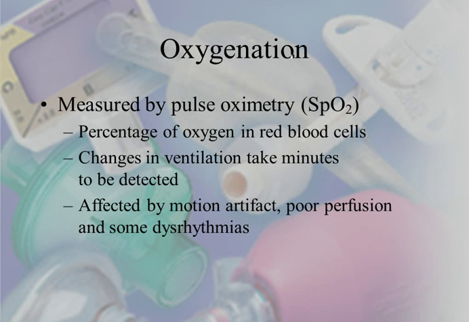All right, so oxygenation is measured by pulse oximetry. It's the percent of oxygen in red blood cells. A change in ventilation can take minutes to detect, and it's affected by motion artifact, poor perfusion, and some dysrhythmia. So I think everybody has had that patient that you just cannot get a good pulse oximetry reading on, whether due to nail polish, it's bumping down the road, just them fiddling with the pulse oximetry probe, whatever.